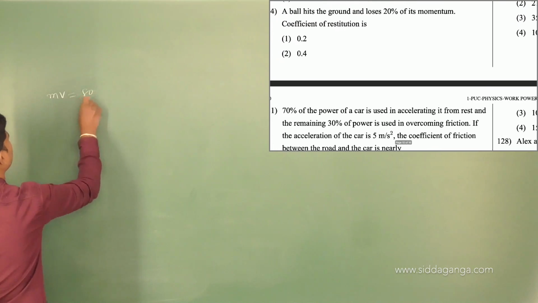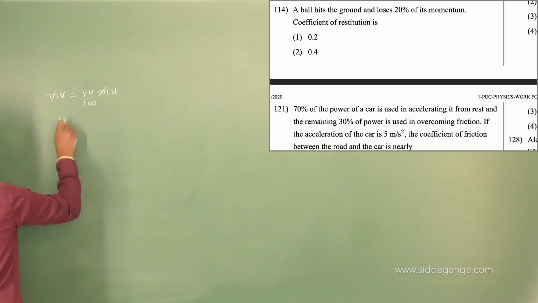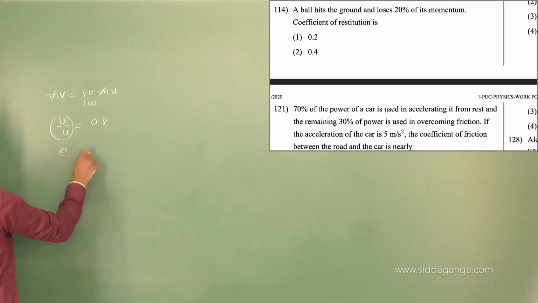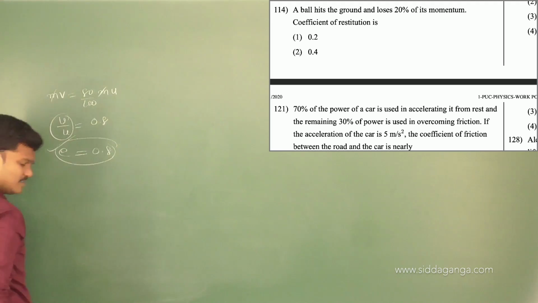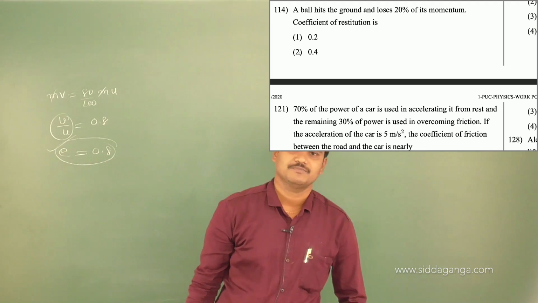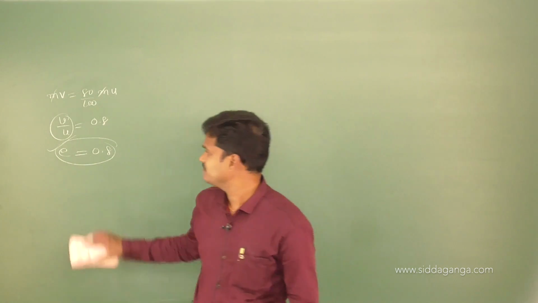20% loses means remaining is 80%. So directly V by U is equal to 0.8. What is this V by U? V by U is nothing but the coefficient of restitution. Recall the concept. Only one step. So see the next question. Go for the next one.